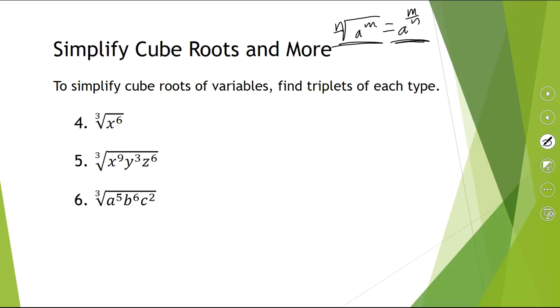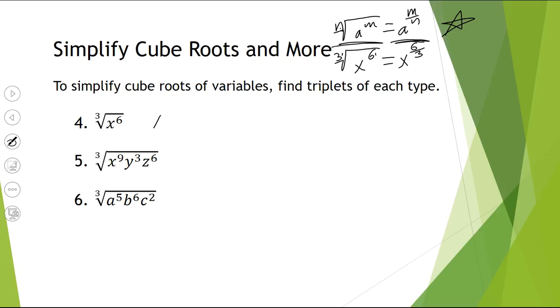Number 4 is pretty easy, especially if you use this method up here. We have the third root of x to the 6th. We can follow the same pattern. 6 is m, so that's our numerator, and 3 is n, so that's our denominator. So it'd be x to the 6 over 3. But of course, 6 over 3 is reducible as a fraction. It's the same as 6 divided by 3, which is 2. So our answer here is x squared.